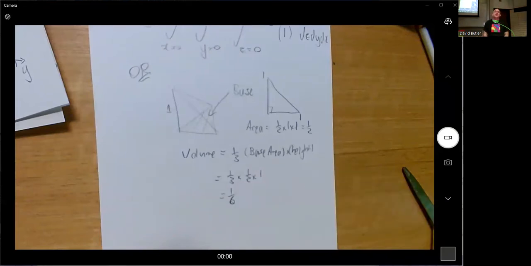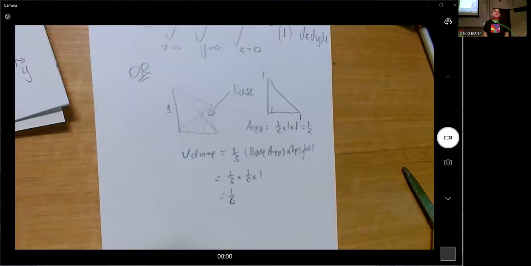How do people feel about that calculation? It's a third, yes. In the same way that the area of a triangle is a half times the base times the height, the volume of a pyramid is a third times the base area times the height. If we were in 4 dimensions, the volume of a 4-dimensional pyramid would be a quarter times the base volume times the height. Goes up by 1. You've got to divide by that number.